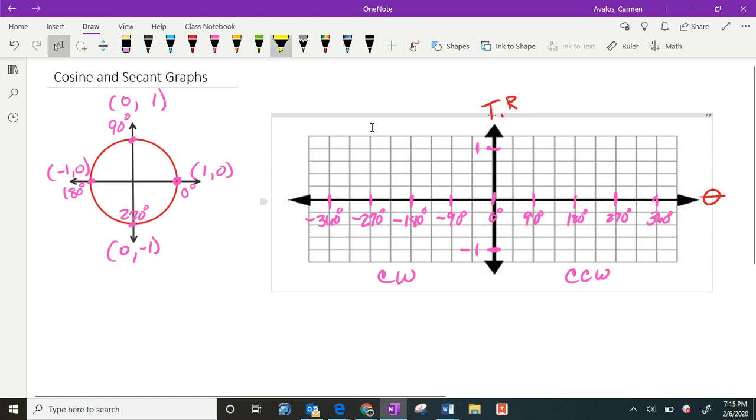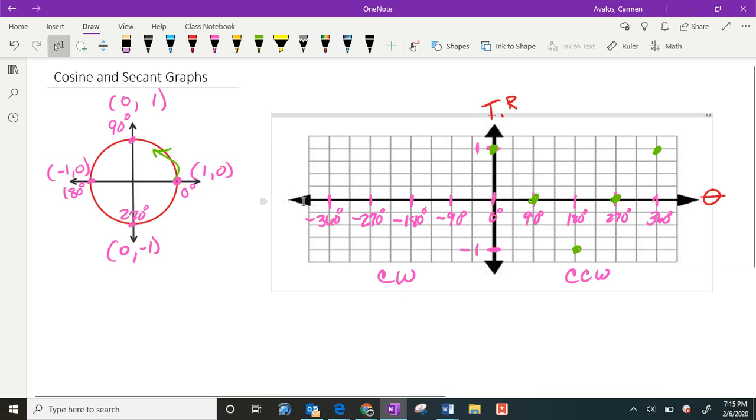So if we're going to graph it over here, that means that at 0 degrees, we are going to start at 1. So at 0 degrees, it's going to be up here, and then it's going to go to 0, then to -1, then back to 0, and then back to 1. That's how we do it in the positive direction. This is when we're going counterclockwise, which is what we did. That way is the positive direction.